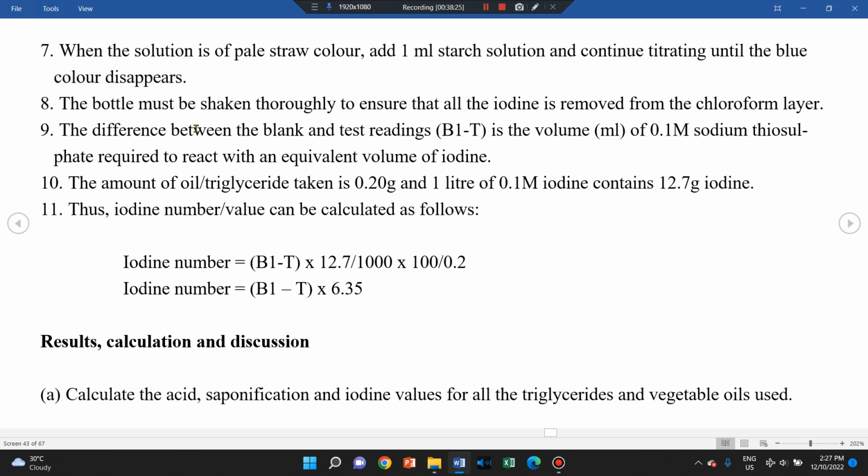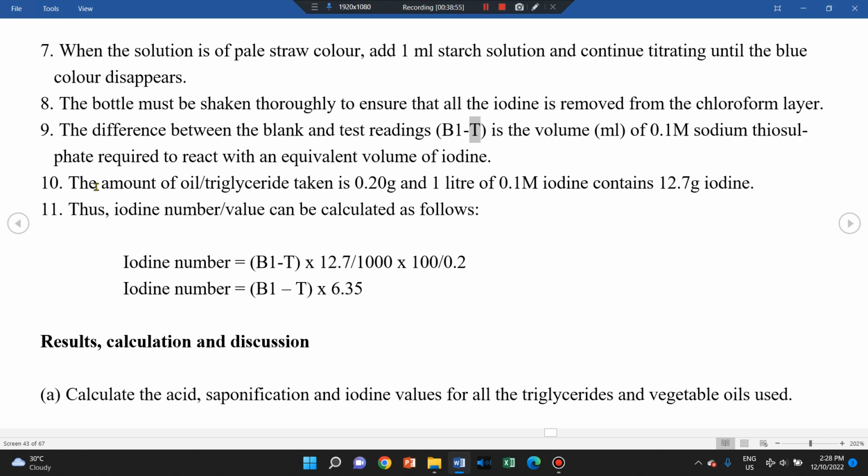Make sure you also shake thoroughly so that all the iodine is removed. Shaking is important for this purpose. Finally, you would have two values: one for the blank without the oil, and one for the test sample with the oil. These thiosulfate volumes you can then use to do the calculation.